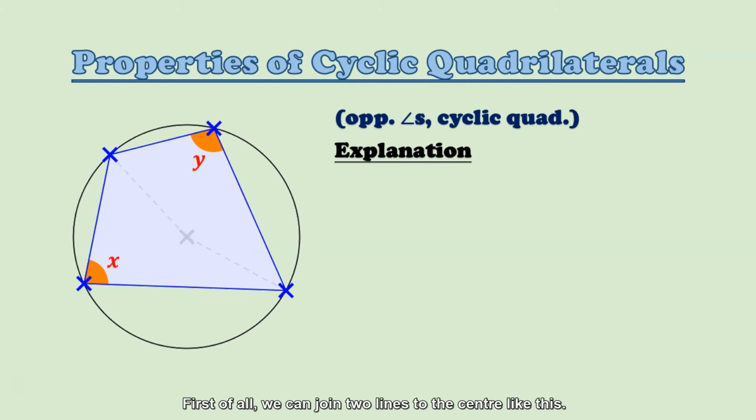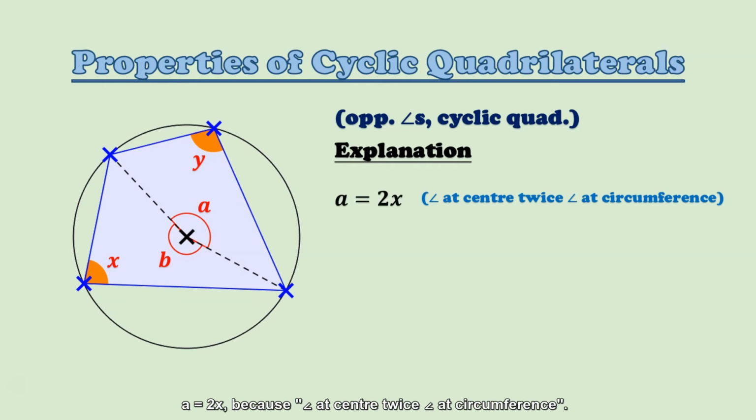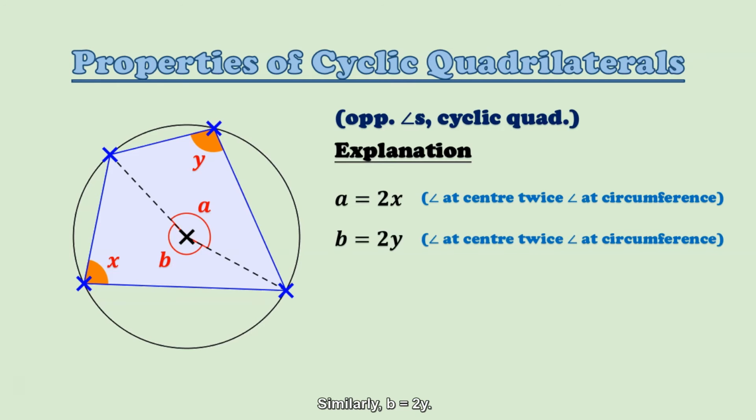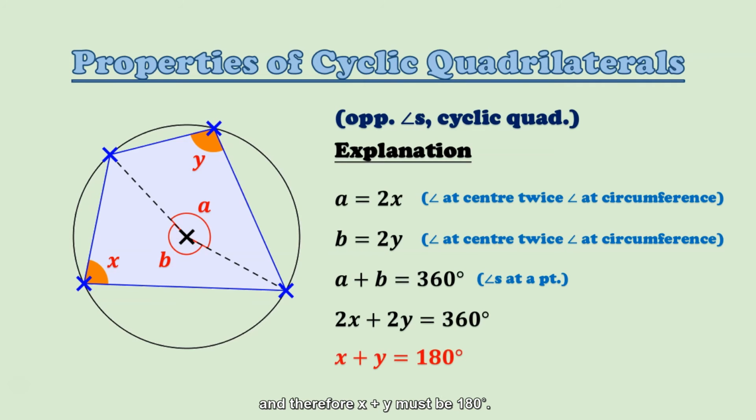First of all, we can join 2 lines to the center like this. If we consider the angles at center, then we can conclude that A is equal to 2x because angle at center twice angle at circumference. Similarly, B is equal to 2y. Furthermore, when we consider angles at a point, we can conclude that A plus B is 360 degrees. As a result, we can get that 2x plus 2y is 360 degrees, and therefore x plus y must be 180 degrees. That's the proof of this property.